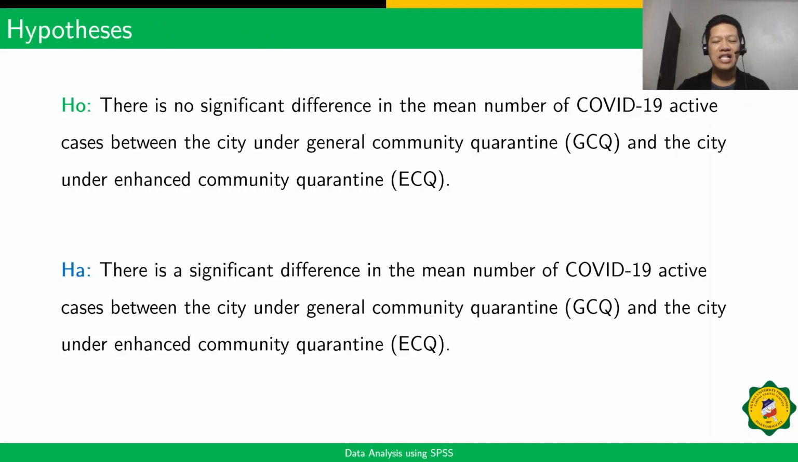For our null and alternative hypotheses, we have H sub O: there is no significant difference in the mean number of COVID-19 active cases between the city under general community quarantine and the city under enhanced community quarantine. The alternative hypothesis: there is a significant difference in the mean number of COVID-19 active cases between the city under general community quarantine and the city under enhanced community quarantine.